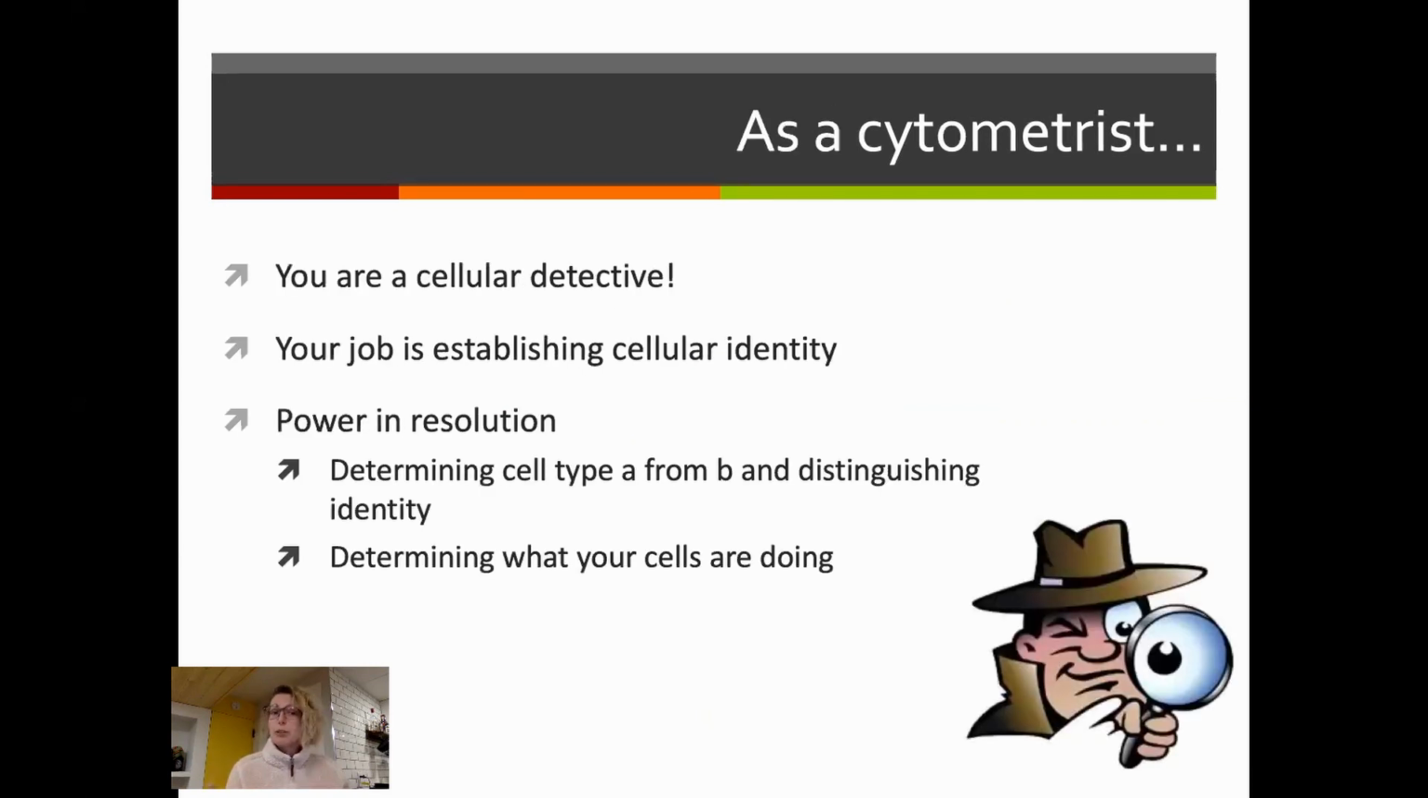So as a cytometrist, you really are a cellular detective. Your job is to establish a cellular identity. And to do this, you need the power of resolution. So you want to look at things on how to determine cell type A from cell type B and distinguishing their separate identities. But this can also be determining what your cells are doing.